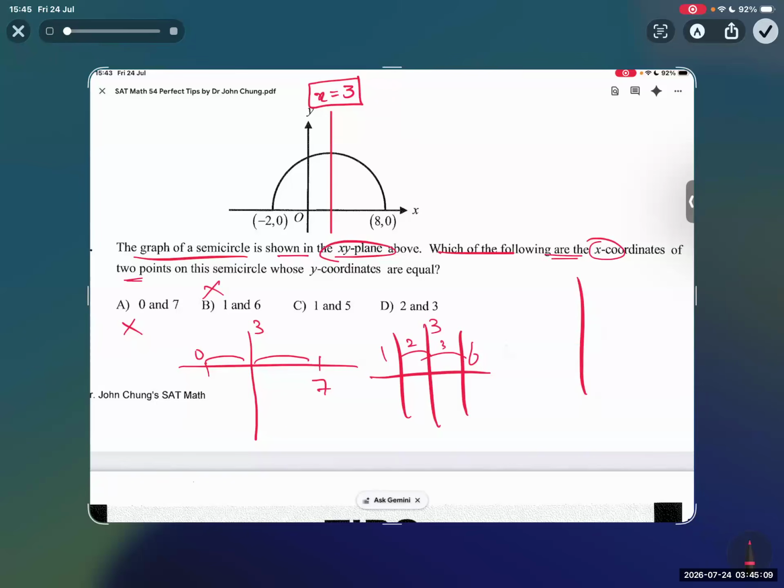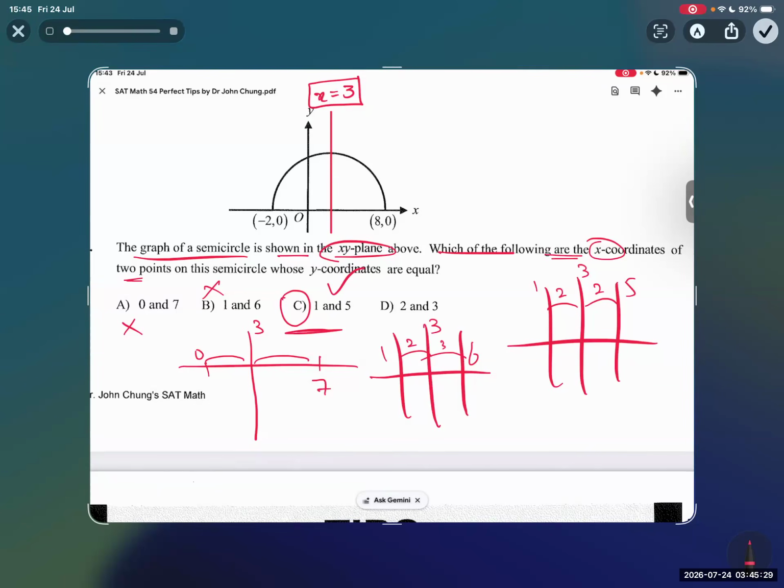Okay, 1 and 5. So this is 3, it's 1, this is 5. 1 plus 2, 3 plus 2. So that is the option. So 1 and 5, C is the answer. C is the option. Done?